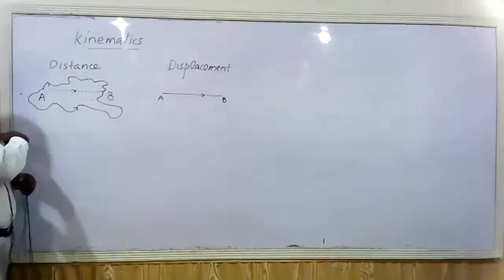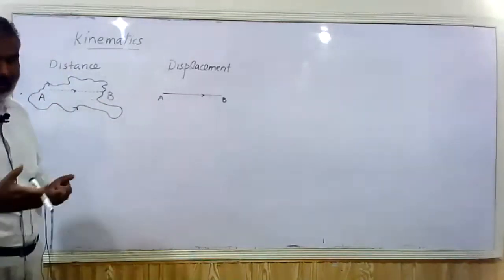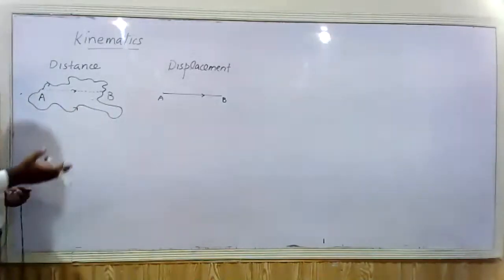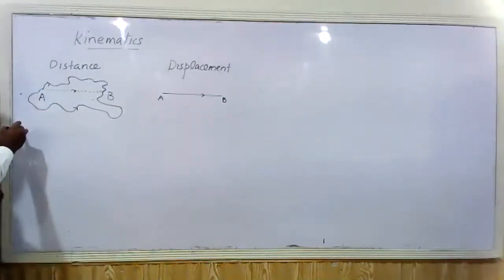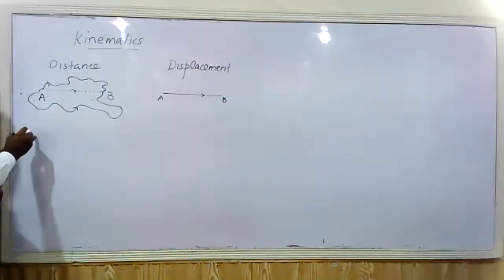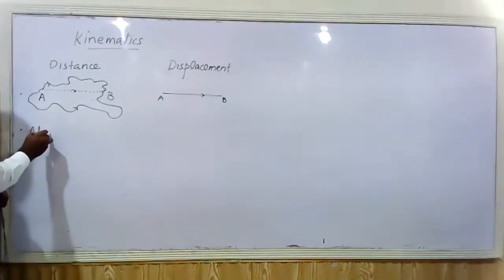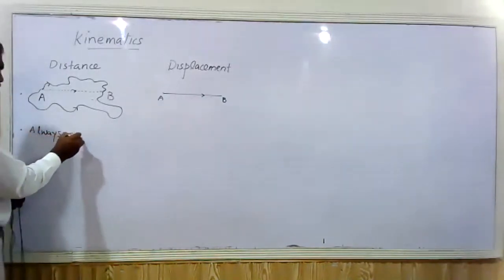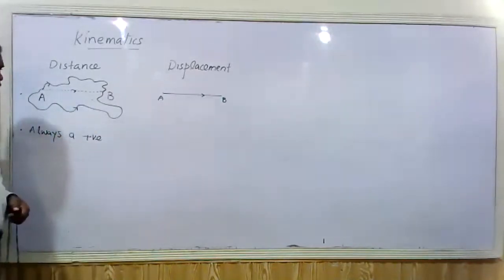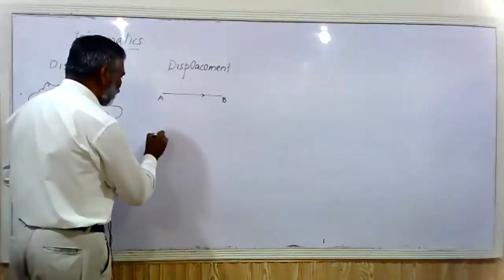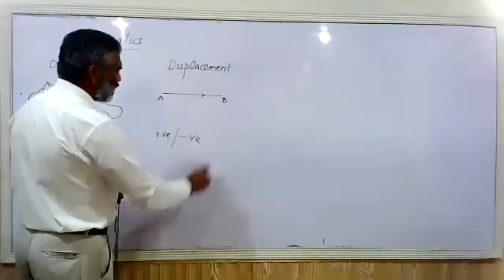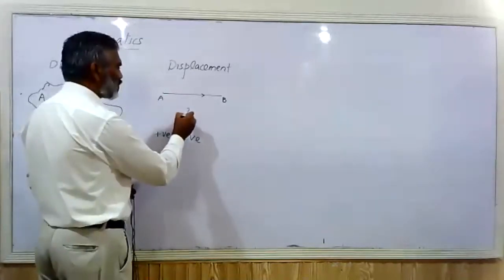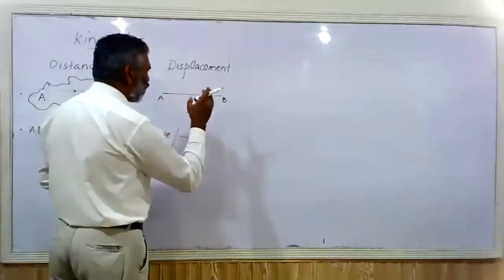With distance, we have several choices. You can take any road, any turn, any number of steps you can take, and there is no direction attached to it. So for this reason, distance is always a positive quantity. Whereas displacement could be positive or negative. If you go from A to B, you have moved, suppose, 2 meters. But if you have moved from B to A, you have moved minus 2 meters.